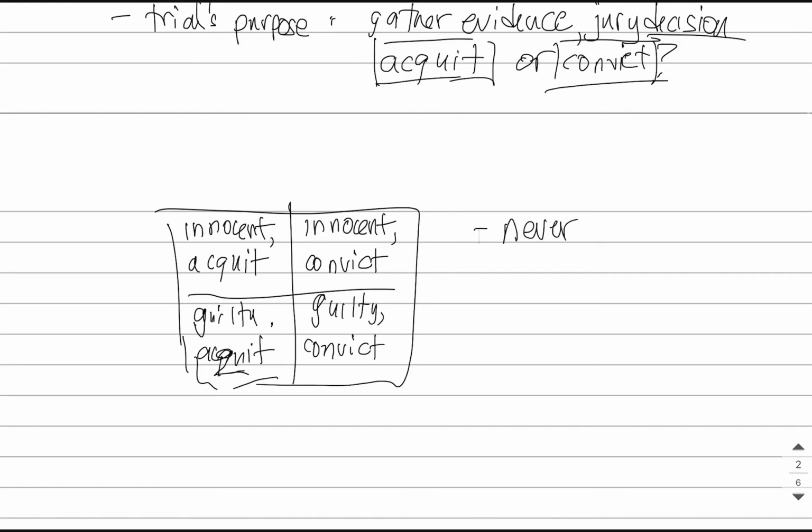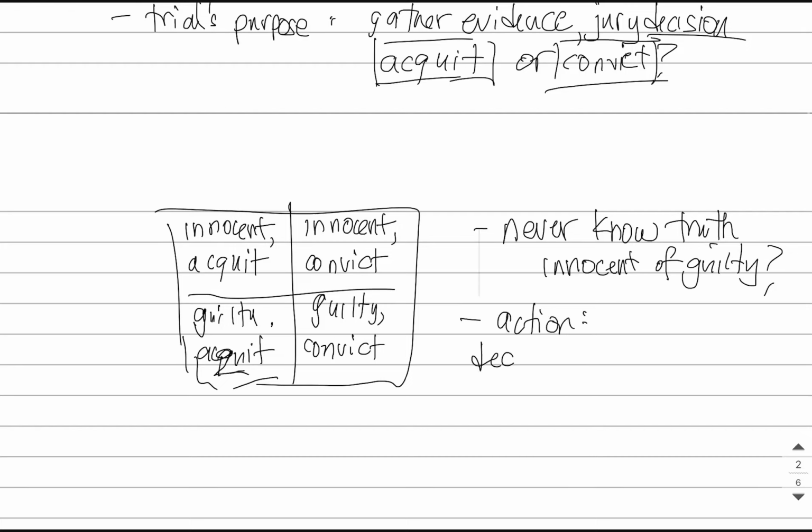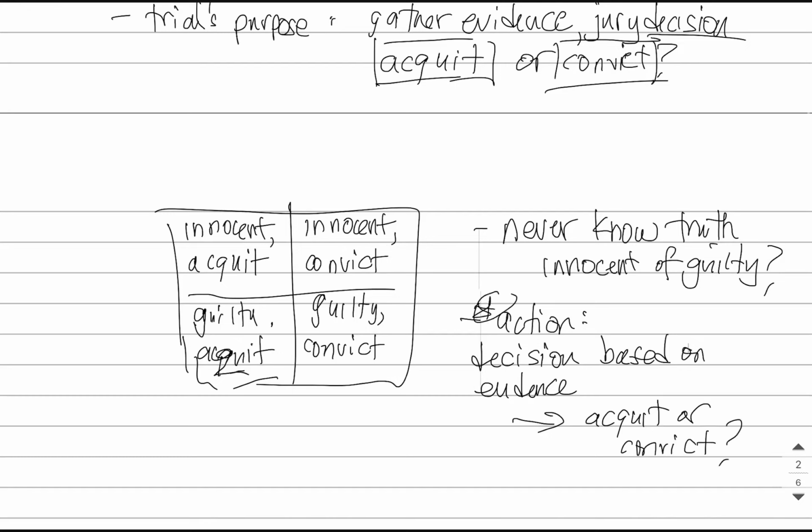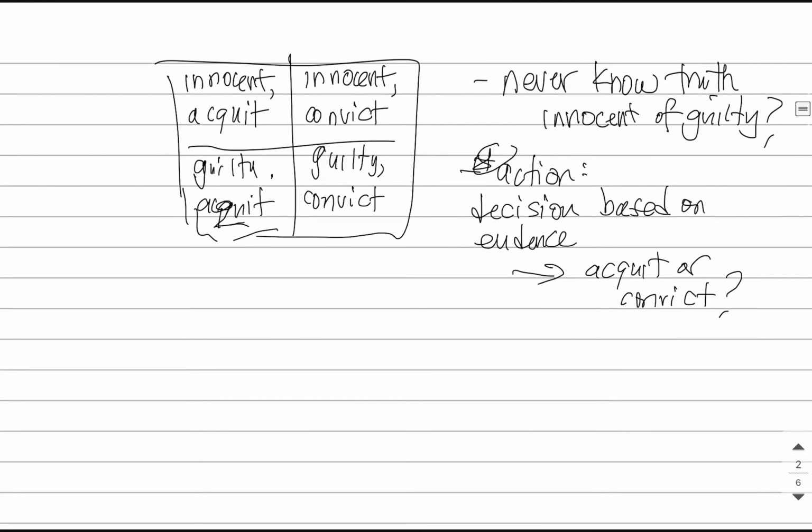So the point of the story here is that we can never really know the truth of innocent or guilty. Right? That is unfortunately information that we never usually know in a trial. You can only take action in the following way. The action that you can take is to make a decision based on evidence. Should you acquit them or should you convict them? This is it. So your action item here is a decision. You will never know the truth, but you have to gather the evidence and try to make the right decision. So in this particular case, that would be the right decision, and this would be the right decision to make.